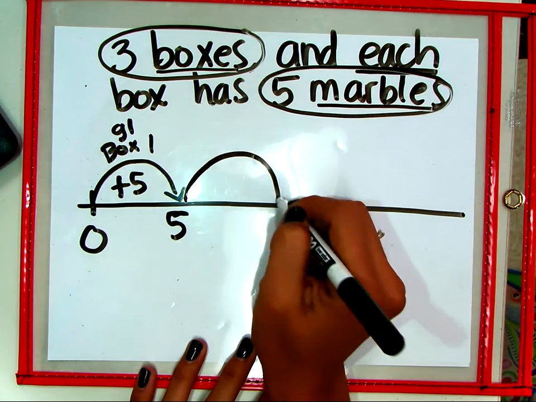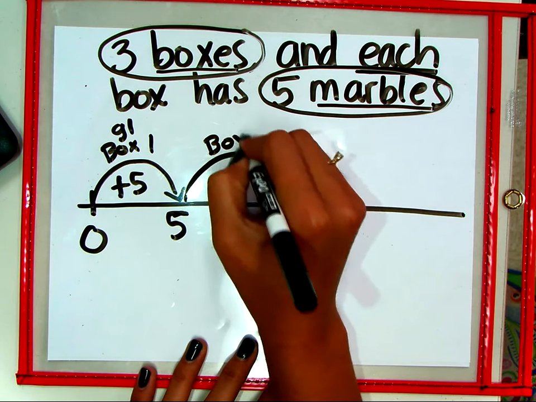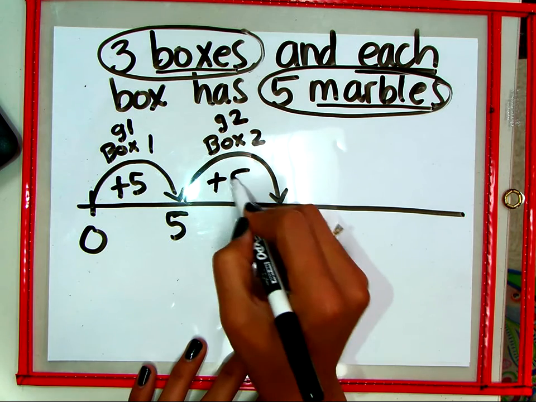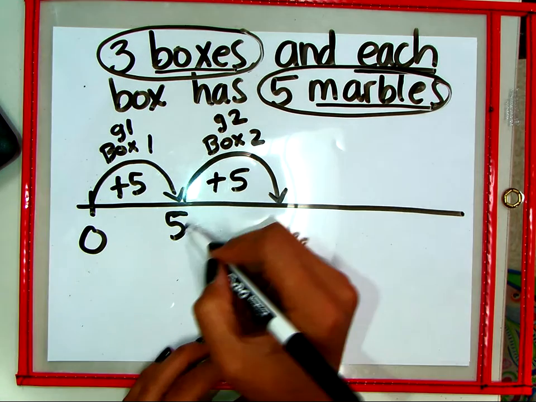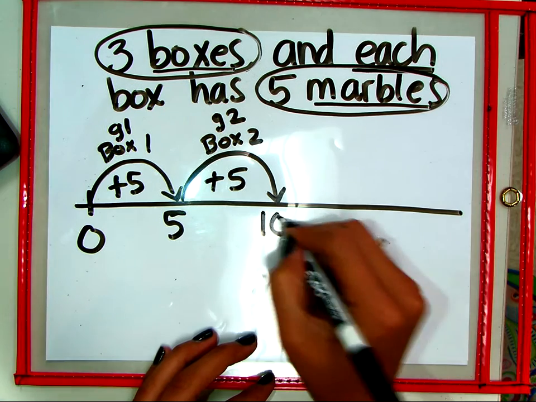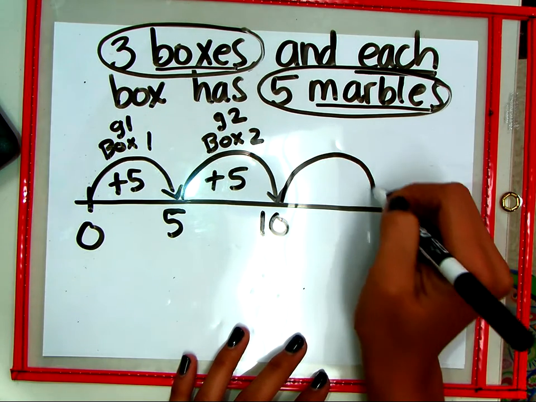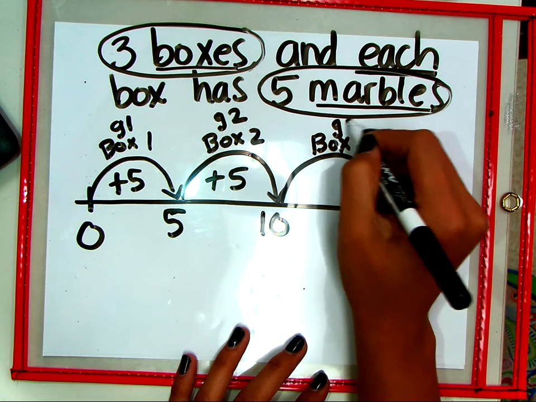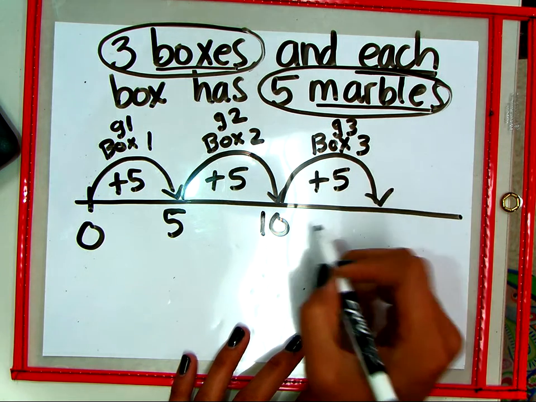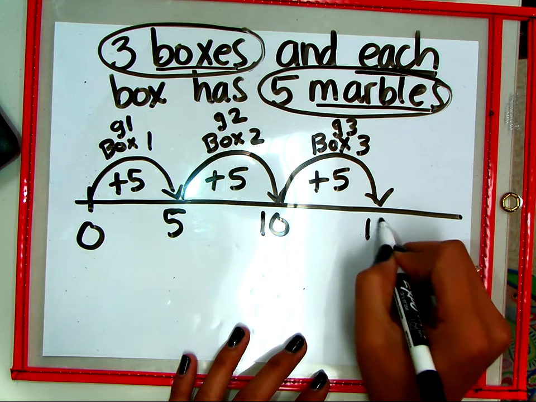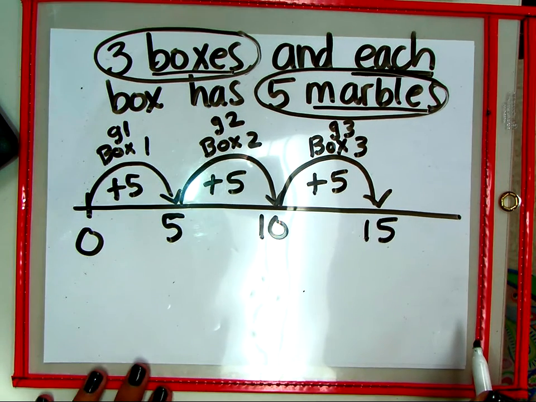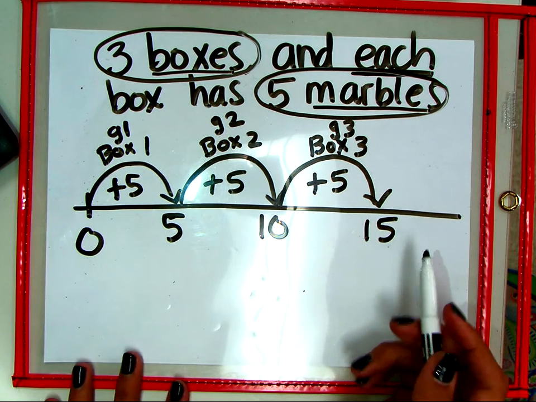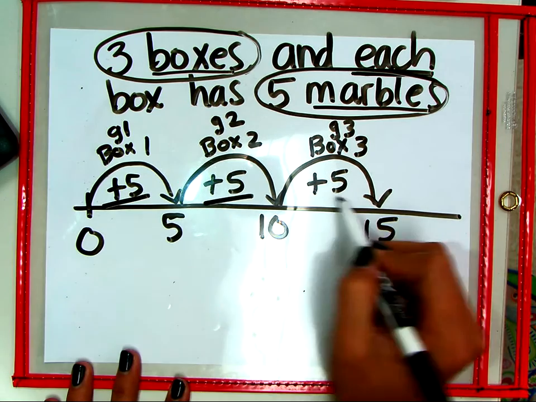I'm going to draw the second box, box 2 or group 2. The second box also has 5 because each box has 5. 5 plus 5 gets me to 10 on the number line. And my last jump or my last box or group 3 is still going to be plus 5. 10 plus 5 gets me to 15. A number line also shows repeated addition. We are repeatedly adding the same number. 5 plus 5 plus 5.